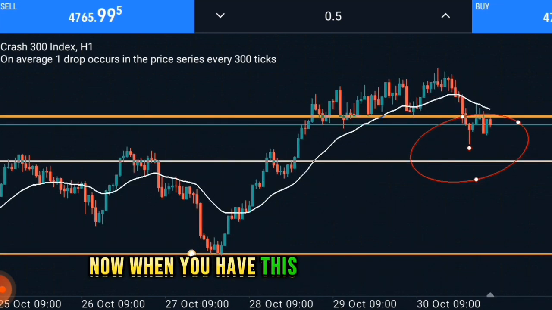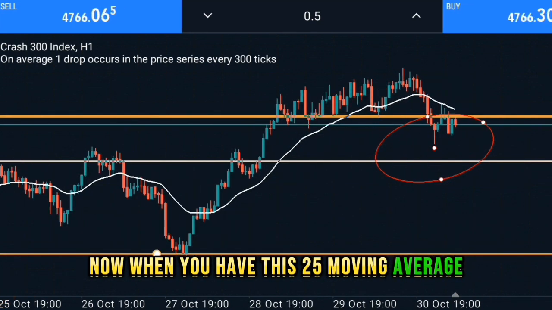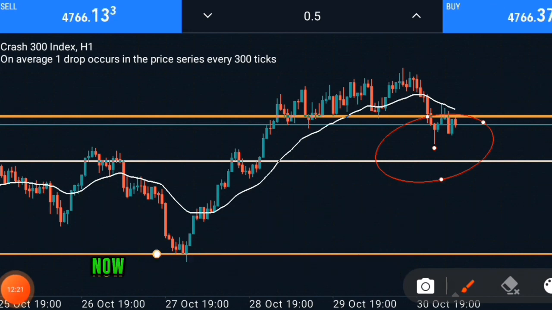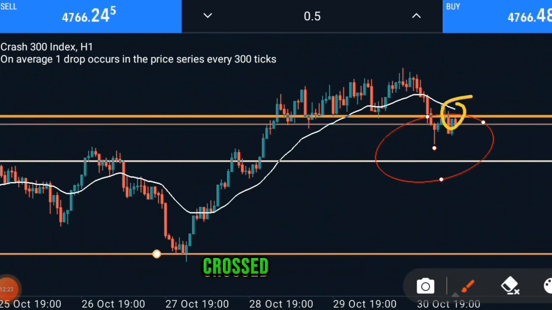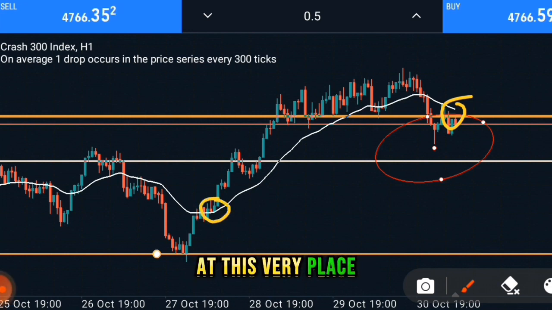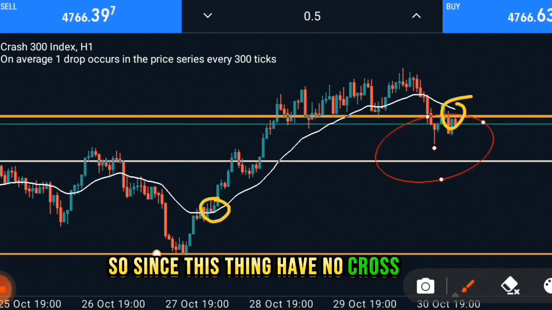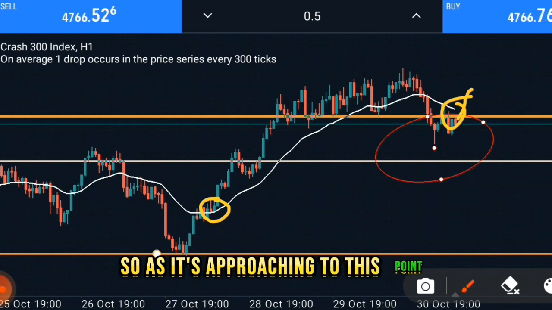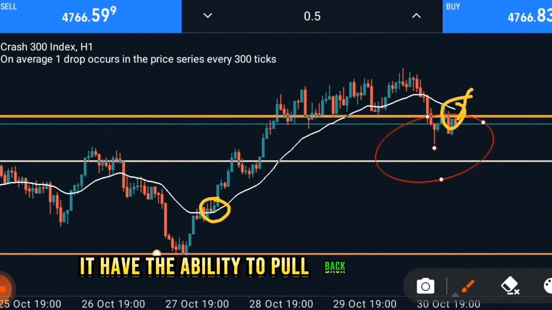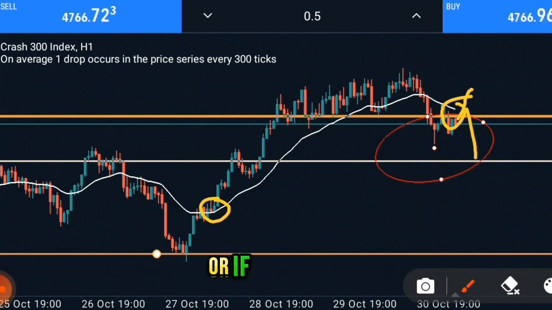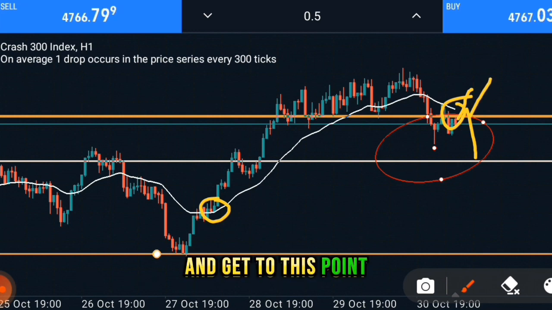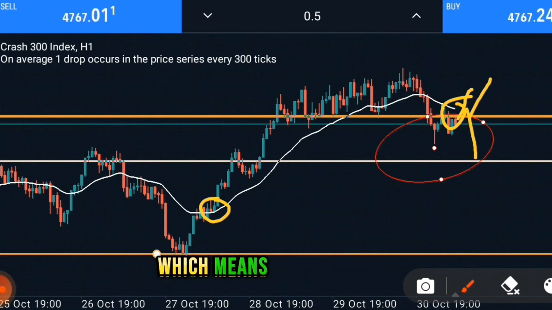Now when you have this 25 moving average, with this analysis I've done, you will discover that price has not crossed this line, and here it crossed at this very place. Since it has not crossed here, as it's approaching this point, it has the ability to pull back to this point. Or if it crossed it and gets to this point, then you say that it has broken out from the particular zone, which means it's now above the 25 moving average.